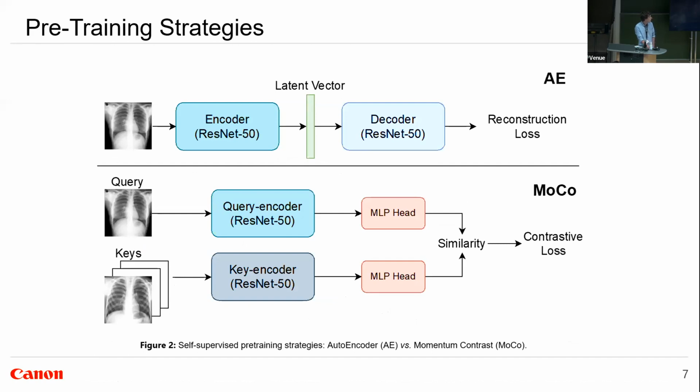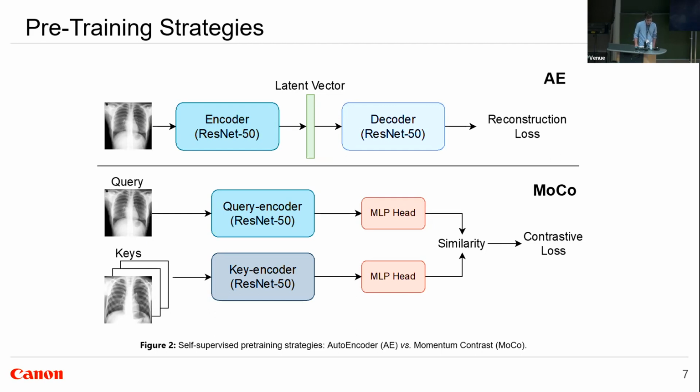Here are the two considered self-supervised approaches. On top, the autoencoder, which is a ResNet 50, both for the encoder and the decoder. The second one is momentum contrast, which has a query encoder and a key encoder, which are both a ResNet 50, and the multi-layer perceptron head is two fully connected layers, and then they're trained using a contrastive loss.